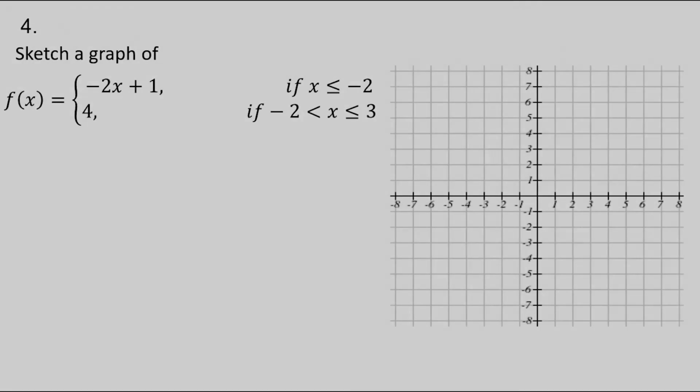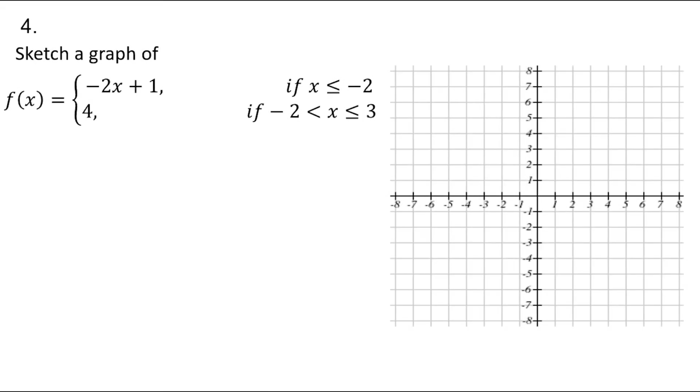Let's sketch the graph of f of x, and f of x is broken up into two pieces. The first piece is, if x is less than or equal to negative 2, then you'll have this portion, negative 2x plus 1. And if x is greater than negative 2 and less than positive 3, then the output will always be equal to 4.